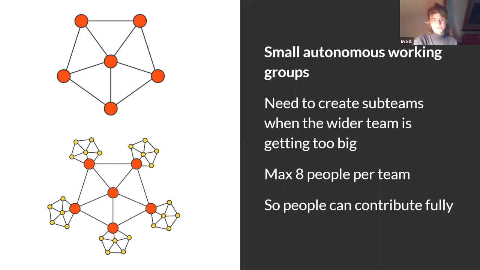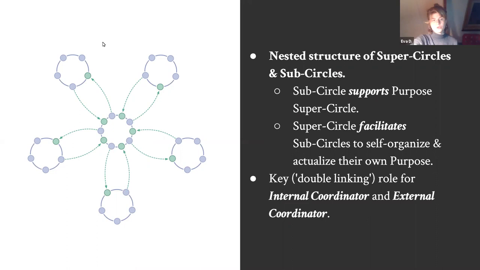And then you have a nested structure, where the sub circle, here at the outside, supports the purpose of the super circle. So, for example, once again, action and logistics organizes actions in order to support the purpose of Extinction Rebellion Netherlands, of creating a world for generations to come, a sustainable world. Then the super circle facilitates the sub circles, so it helps and enables fulfilling their purpose. And usually you also work with a double link, so the representative brings information from the sub-circle to the super-circle, and the internal coordinator brings information from the super-circle to the sub-circle. This way you have two information flows that work better.